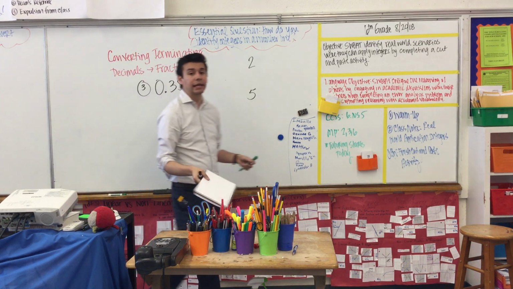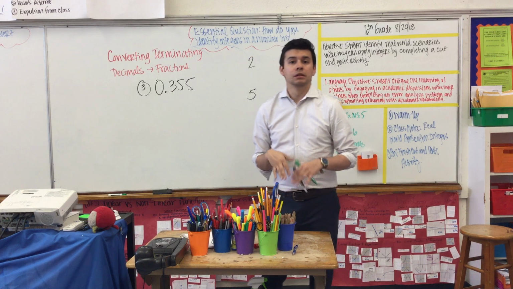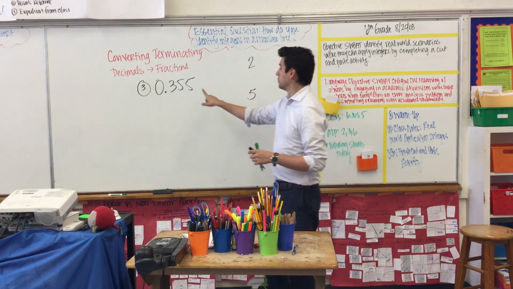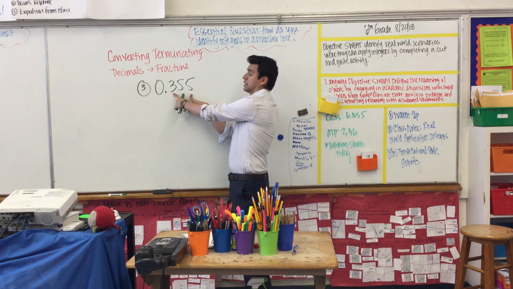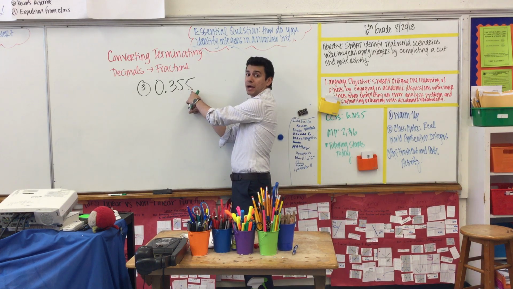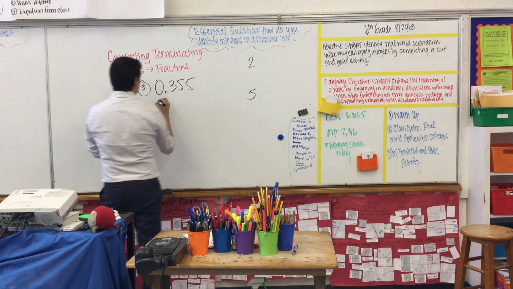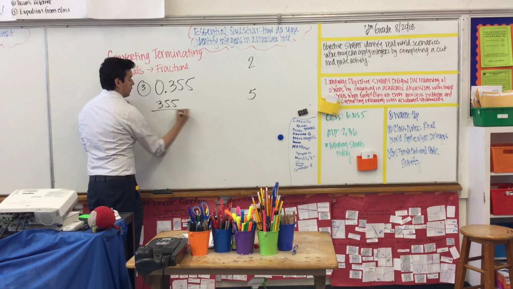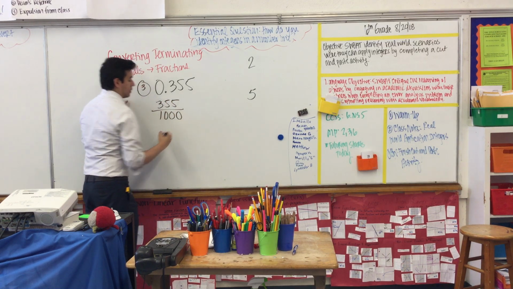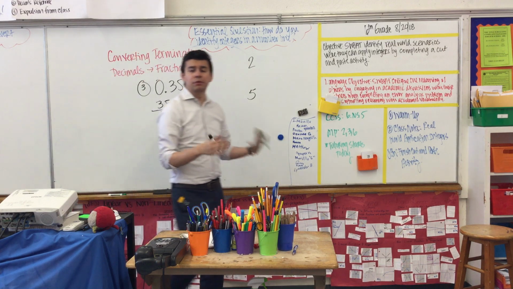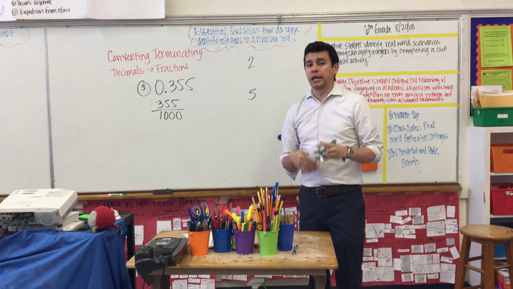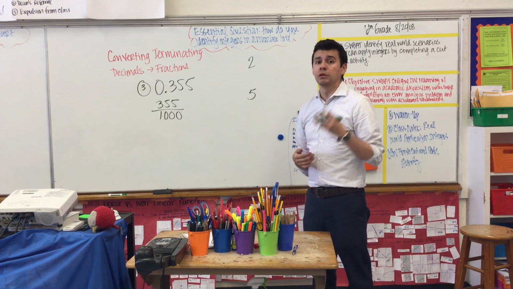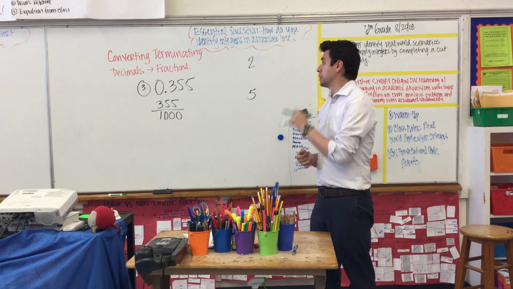0.355. Dang, a lot of digits here. Simple. Look at the last digit. It's the 5. What place value is the 5? Well, here we go. The place values are the tenths, hundredths, thousandths. So therefore, this is going to be 355 thousandths. There it is. If you write that down on a test or quiz, you're pretty much done. But you have to reduce as much as you can. And believe me, I'm always going to give you a terminating decimal that you could reduce.